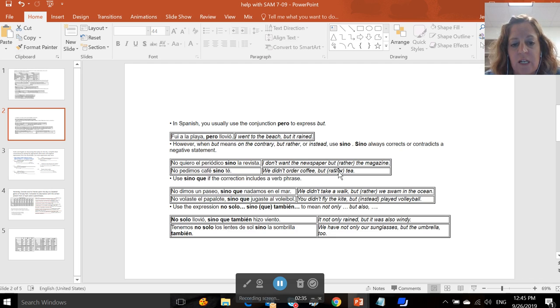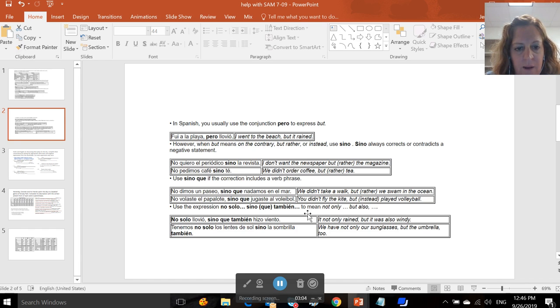Okay, then also you had pero, sino, and sino que, which I don't know if it comes up in this activity or not, but just so you know, these are different ways of saying but. So if it's an affirmative word in the first half of your sentence, you're going to use pero. Fui a la playa, pero llovió, because it was affirmative. If it's negative, no quiero el periódico, sino la revista. So when you started out the first part of your sentence with a negative word, then you're going to use sino instead of pero.